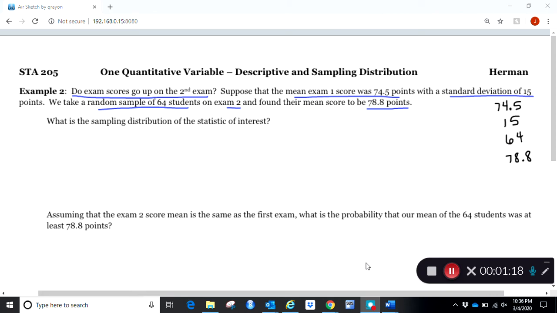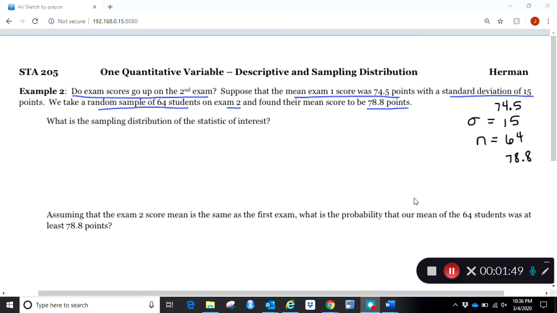So let's maybe start with the easiest one. Usually we recognize that the 64 is going to be our sample size. So that's going to be our n. Then the 15 being our standard deviation, generally it's pretty easy then maybe to recognize that one's going to be sigma. But maybe the hardest two to decide between is the 74.5 and the 78.8 because they're both means.